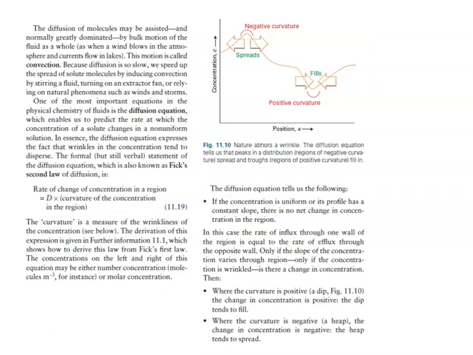The diffusion of molecules may be assisted, and normally greatly dominated, by bulk motion of the fluid as a whole, like when the wind blows in an atmosphere or currents flow in lakes. This motion is called convection. Because diffusion is so slow, we speed up the spread of solute molecules by inducing convection by stirring a fluid, turning on an extraction fan, or relying on natural phenomena such as wind and storms.